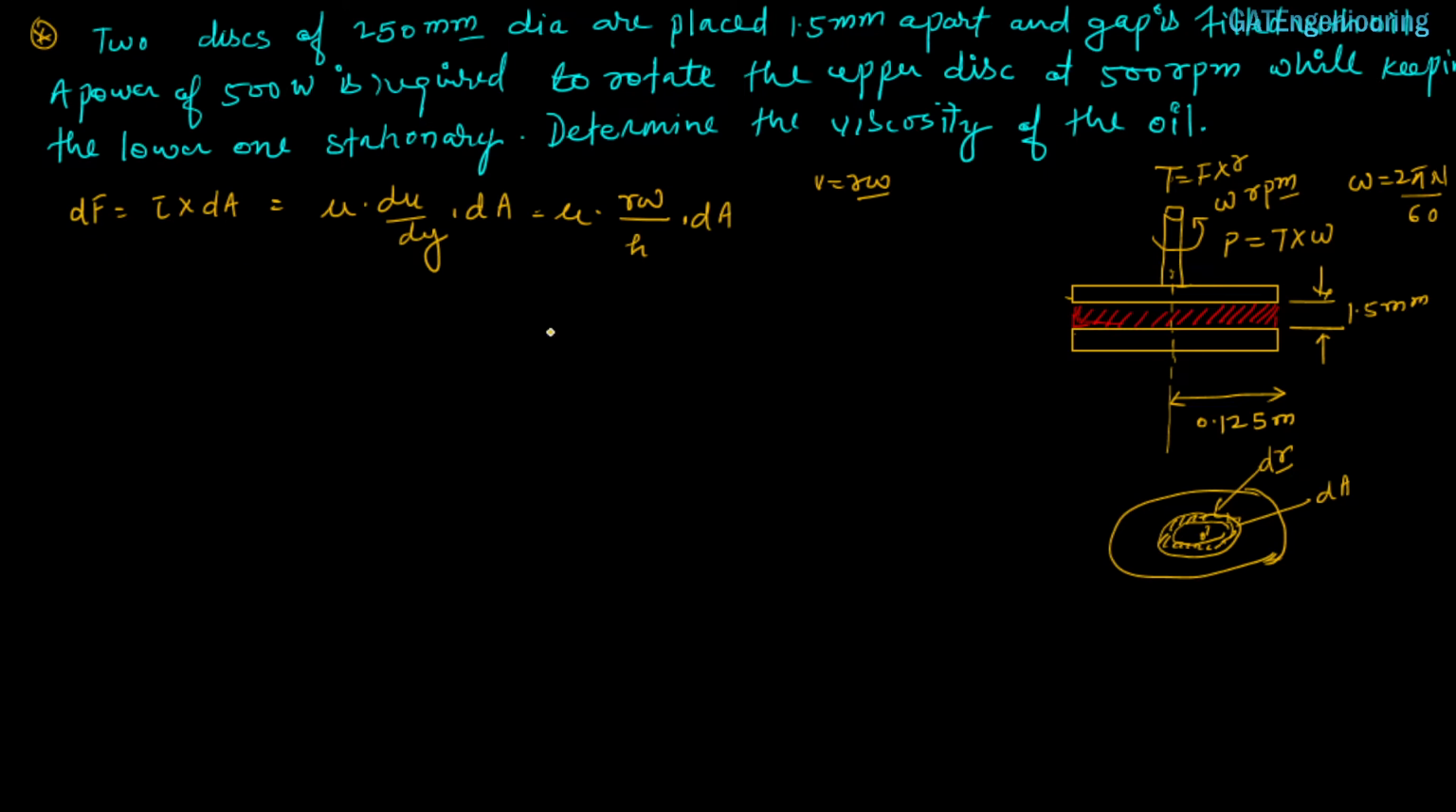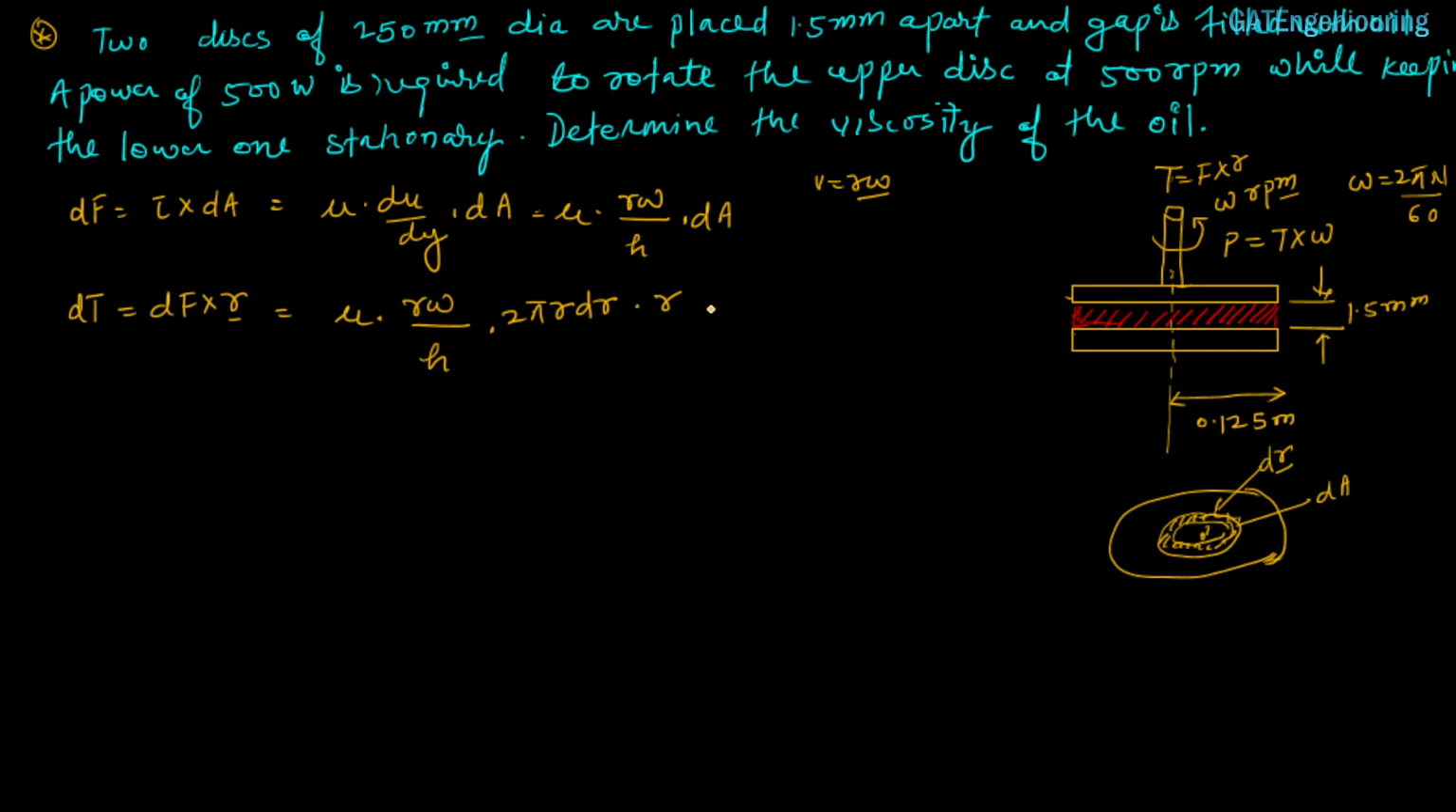Now this shear force on this particular elementary disk will be generating a torque also. Let's say that torque is denoted by dT. So dT is dF multiplied with r. And what is dF? That is mu into r omega upon h into area of the disk. So area of the disk is what? 2 pi r into dr, multiplied with this distance, which is r.